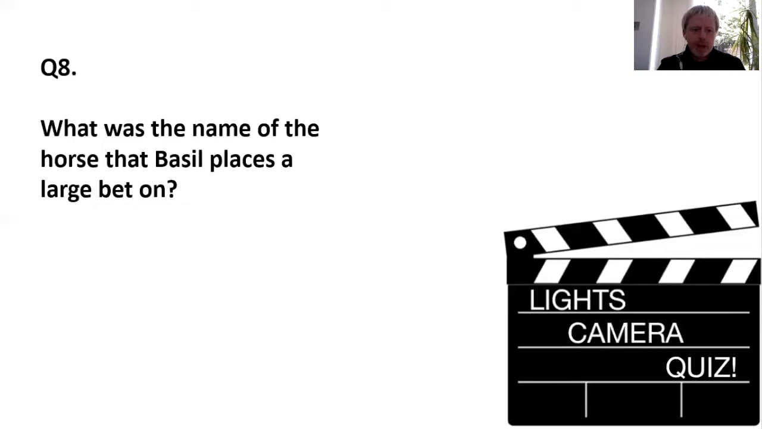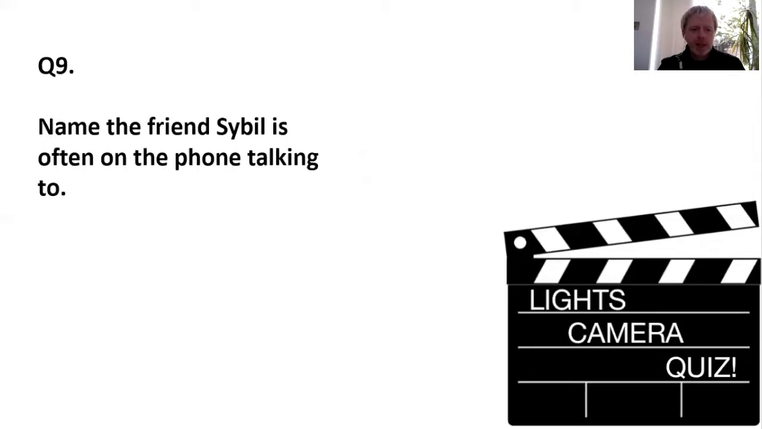Question 8. What was the name of the horse that Basil places a large bet on behind Sybil's back? Remember, there's lots of miming going on in this one. Question 9. Name the friend Sybil is often on the phone talking to. I think they play golf together as well.